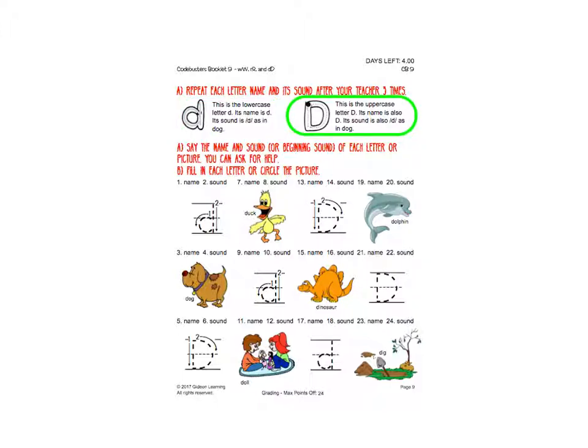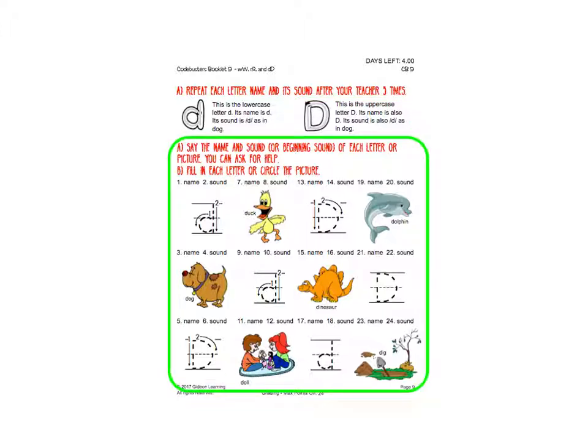This is the uppercase letter D. Its name is also D. Its sound is also D, as in dog. D, D, D. And now we can write our uppercase letter D. Now let's say the name and sound or beginning sound of each letter or picture. During class, you can ask for help if you're not sure what the pictures are. Fill in each letter or circle each picture.